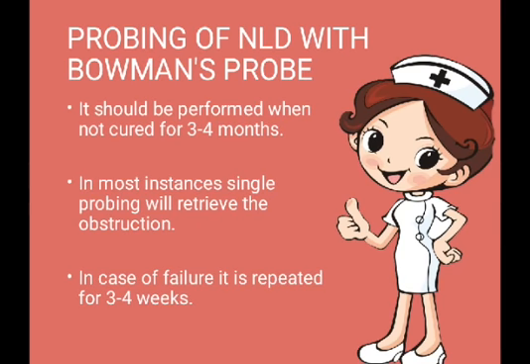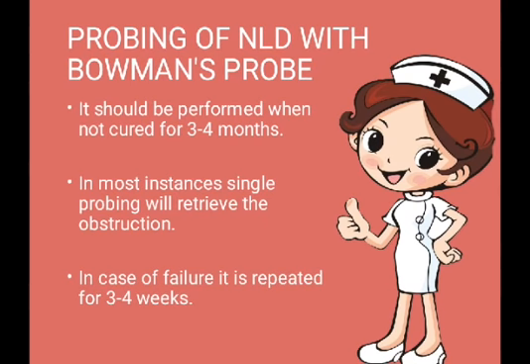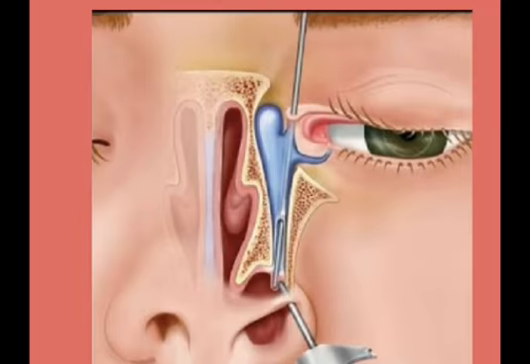Let us see this procedure with the help of a diagram. This is the Bowman's probe, and it is introduced into the patient's eye through the punctum, then it follows the canaliculi and moves to the lacrimal sac. Imagine that there is an obstruction. When this probe passes through the lacrimal sac area, it clears out the obstruction easily. So a single probing will relieve the obstruction, but in case of failure it gets repeated. This was the whole procedure.